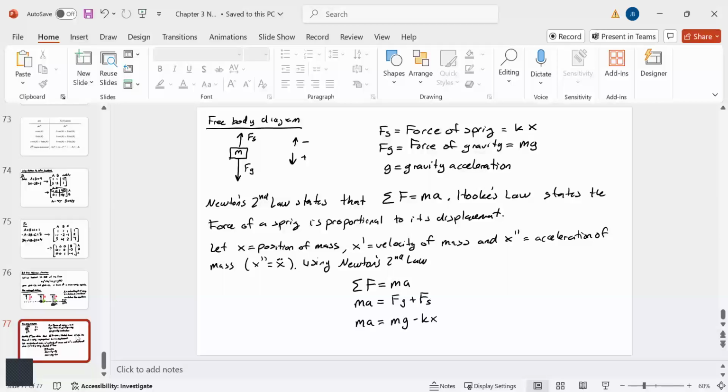Now, if you're wondering, what if I did it the other way, what if up was positive and down was negative? You get the same answer. The signs would just be backwards. Here's the cool thing about free body diagrams. If you draw an arrow in one direction and your answer is negative, all that tells you is that on your free body diagram, the arrow was going the wrong way. It should have been going the opposite way.